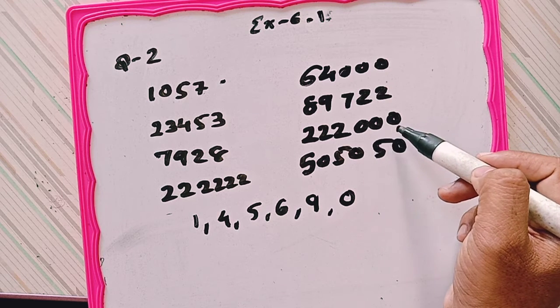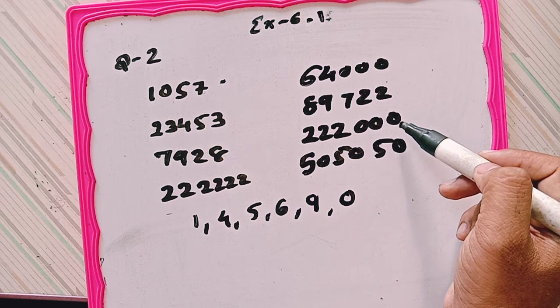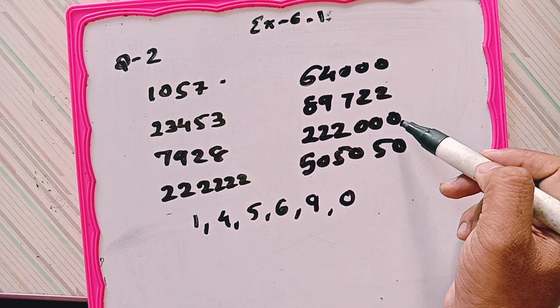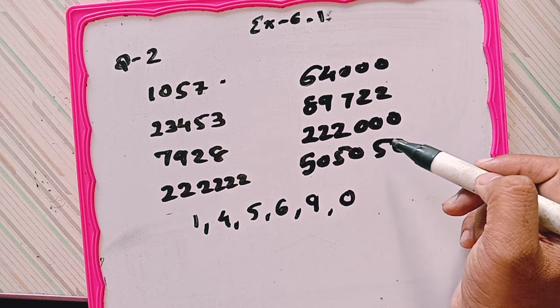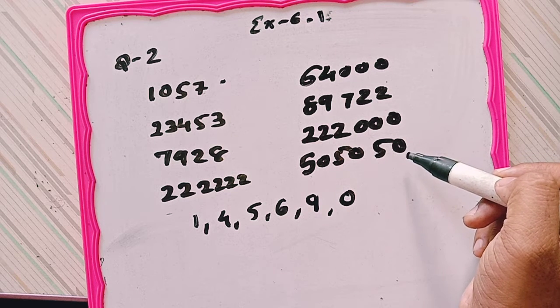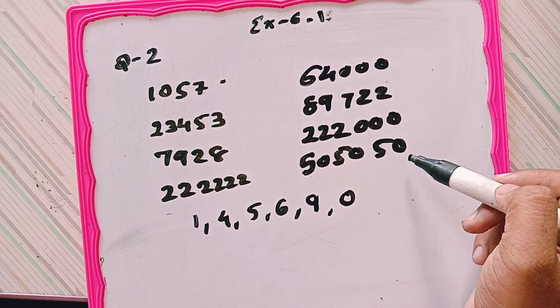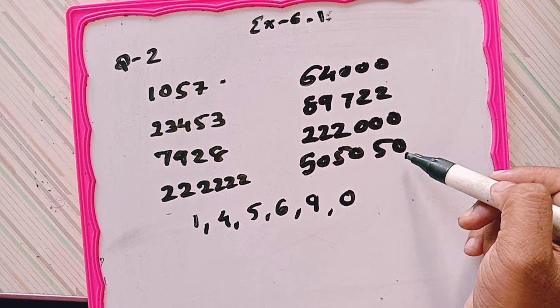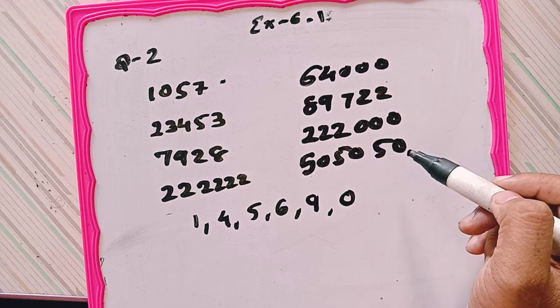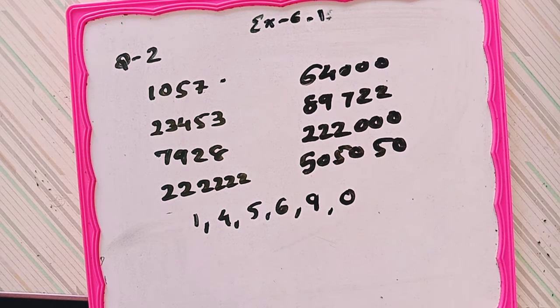2,20,000: zeros are there, but 3 zeros are there. It is not an even number, so it is not a perfect square. 5,50,050: again 0 is there only one time, which is an odd number of zeros, not even, and so it is not a perfect square.